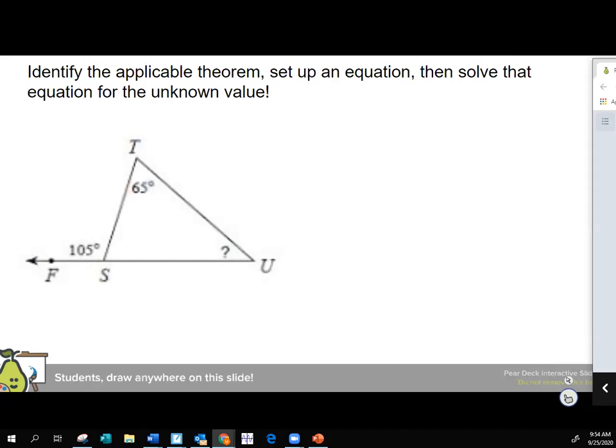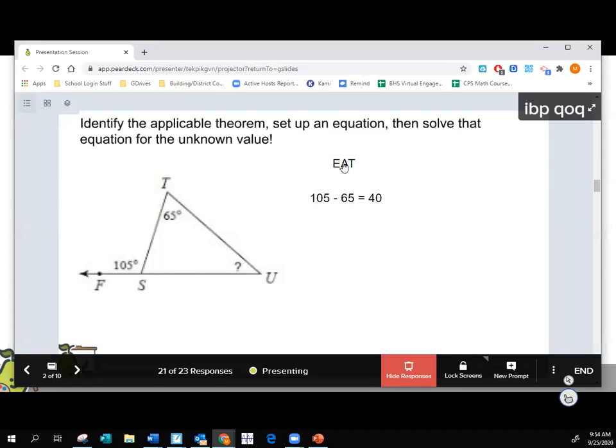Here's another example of a perfect answer. I see the theorem, I see the equation, and then I see the response, the answer. This is obviously a simple calculation, but all those pieces are important to me.